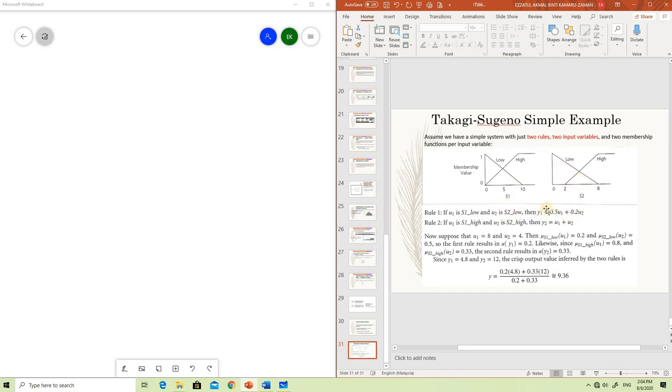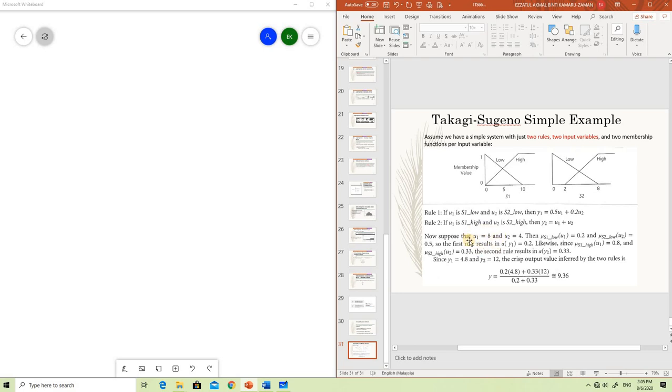then y is a mathematical function. Y is a mathematical function where this is the value that we are going to incorporate with the value of your input so that we can draw the single spike here. Rule 2, if S1 is high and S2 is high, then the value of y is another mathematical function. Okay, so now suppose that u1 is 8.